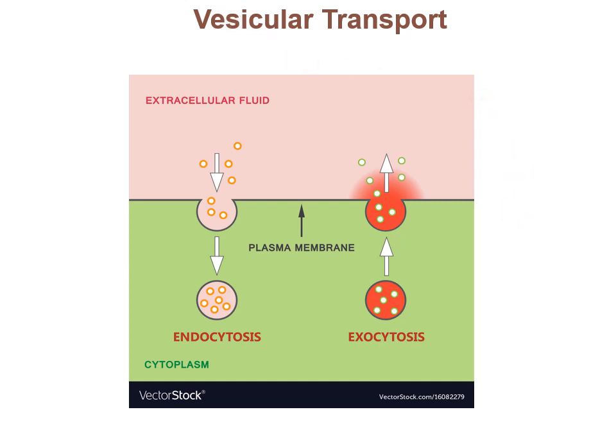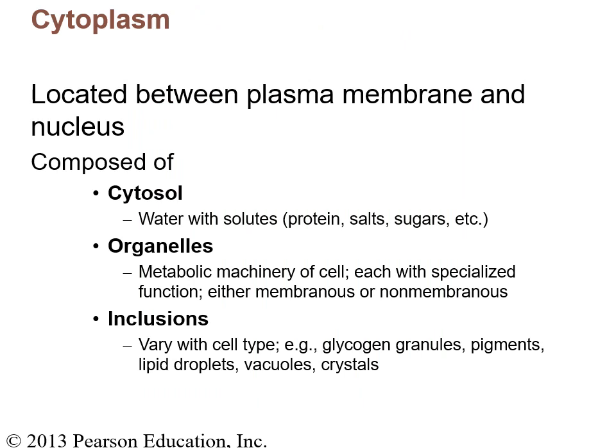It requires ATP. All right, so now we have to talk a little bit about what's in the cytoplasm. We talked about the cell membrane being a biphospholipid layer, and now we have to talk about what's inside the cell. So the cytoplasm, I kind of call it the soup because it contains everything. It's located between the plasma membrane, that boundary on the outside, and the nucleus, which is the center of the cell. It's composed of the water-based solution that everything floats in. So it's basically water with solutes. So it could be protein, salts, sugars, and everything suspended in this water-based medium.